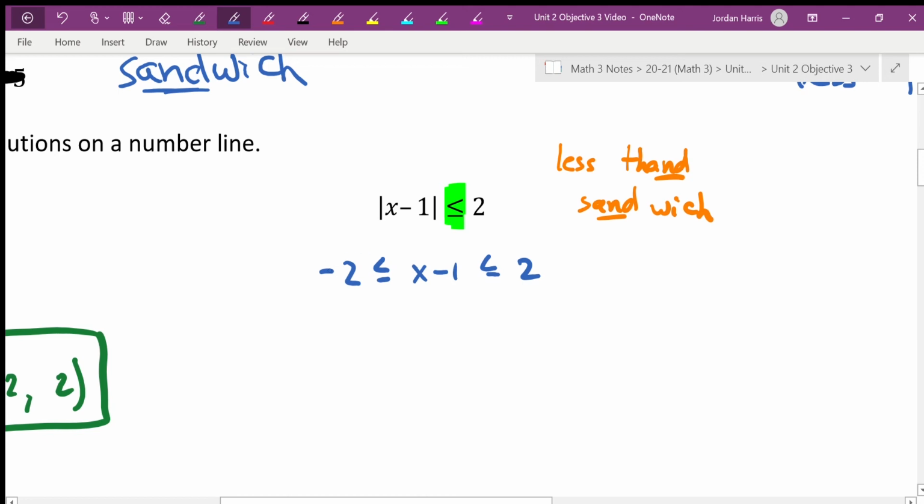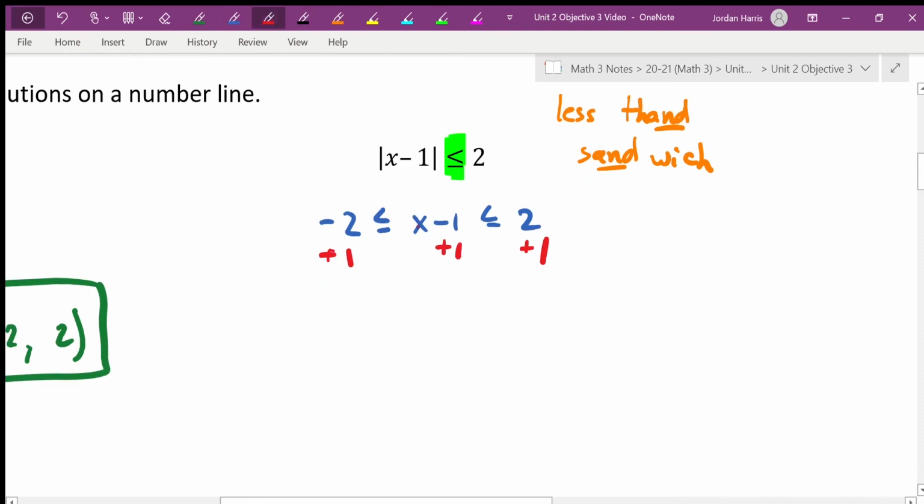So anything between -2 and +2, if I took the absolute value of anything between those, it would be less than or equal to 2. Okay, so we actually have to solve now though. Whenever we solve, we always do the same thing to all sides, don't just do it to one. So I needed to add 1 to get x by itself, so I add 1 to everything, and I get -1 is less than or equal to x is less than or equal to 3.